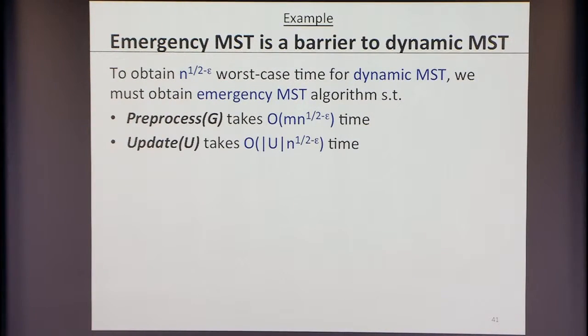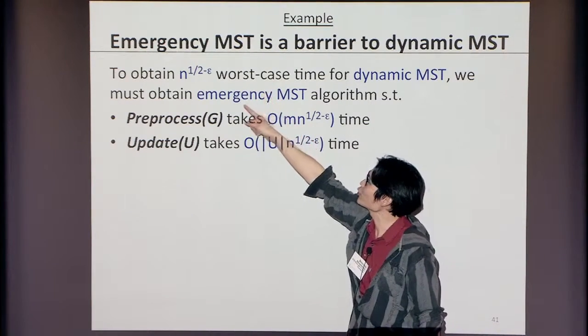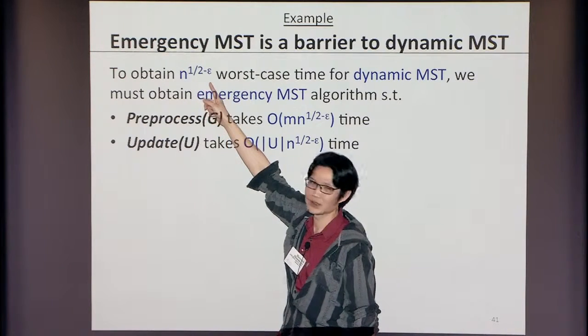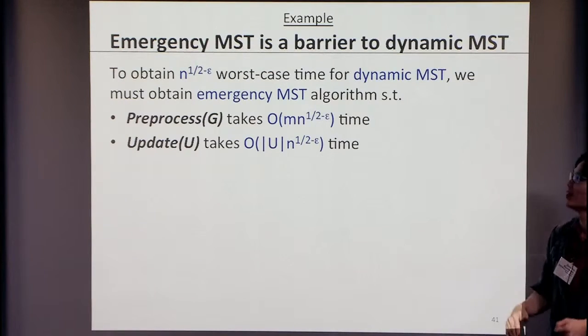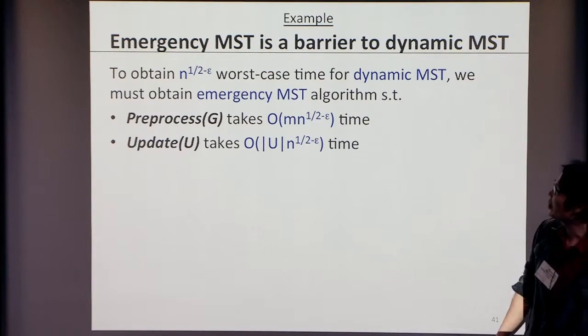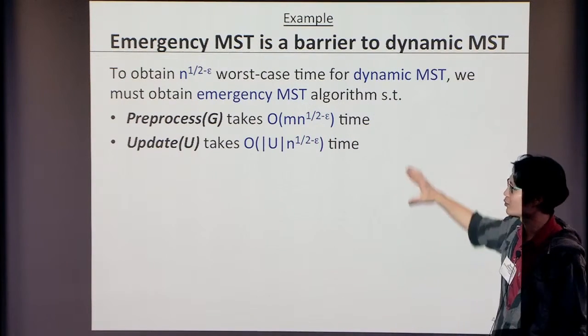So again, I just want to make things more concrete. Let's look at emergency MST again. We view it as a barrier to the dynamic MST problem. And why is it a barrier? It is because of the following fact. If you want to obtain n to the 1/2 minus epsilon worst case update time for dynamic MST, something better than the current best upper bound, then you actually have to obtain an emergency MST algorithm with the following running time.